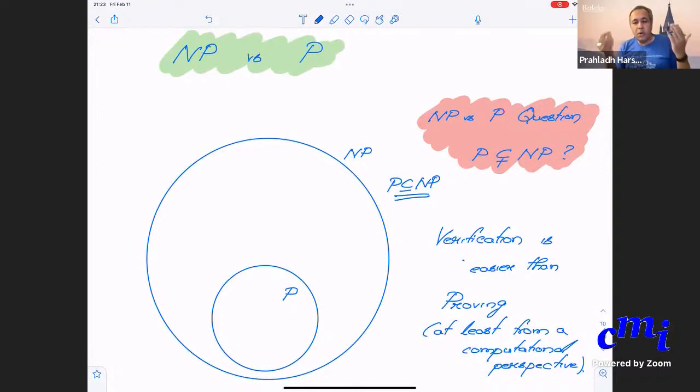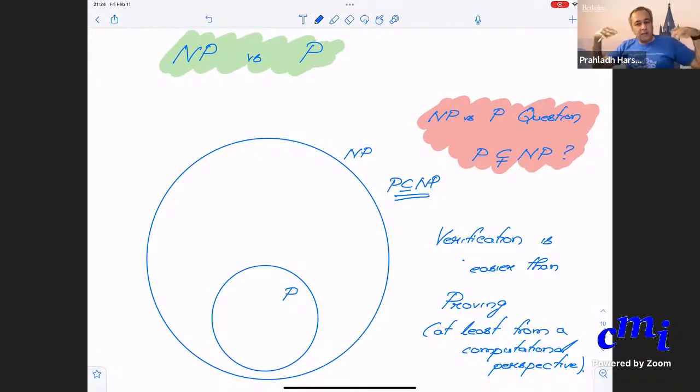When you talk about trying to prove statements, there are two parties involved: one party who's trying to come up with the proof, and the other party who's verifying the proof. P is exactly those things for which even coming up with the proof is easy. NP is those things for which, if somebody comes up with a proof, verification is easy. There might be things which are beyond NP and P.